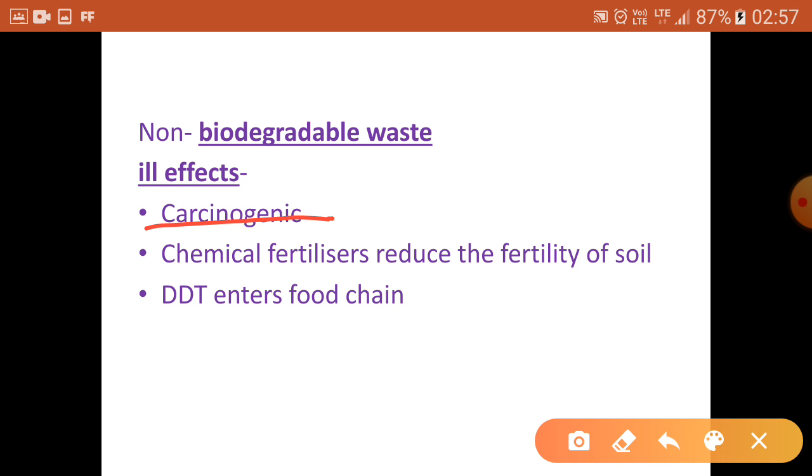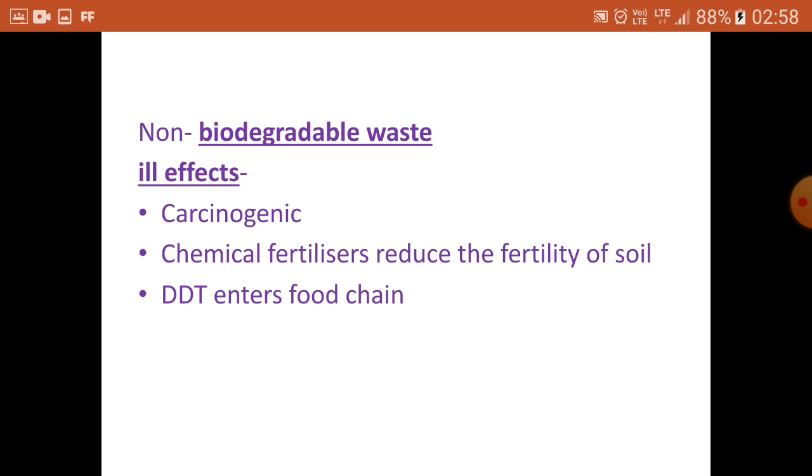Then chemical fertilizers reduce the fertility of the soil. Chemical fertilizers which we use in large amounts on our fields are also not good for our soil health, because they reduce the fertility in the long run. Then DDT, which is again non biodegradable, enters the food chain, and once any chemical enters the food chain, obviously it will affect human beings, because human beings are omnivores and they get food from plants as well as animals. So they get a double dose of chemicals basically.